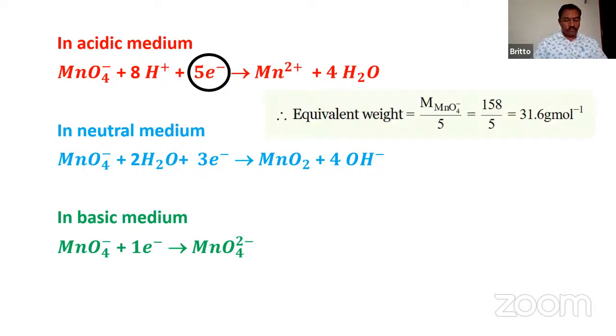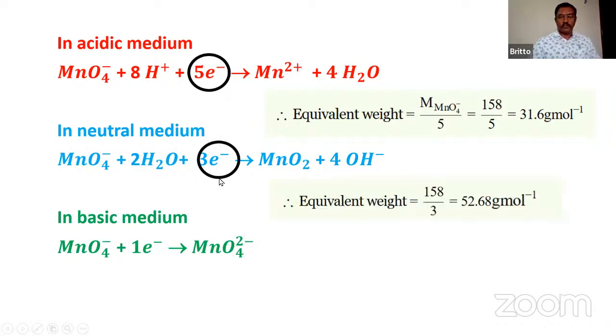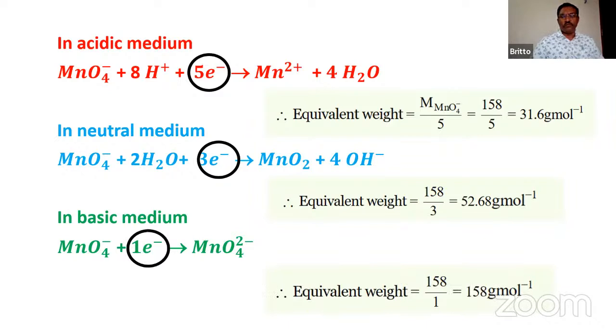Okay, so the equivalent weight of MnO4 minus: the molecular weight is 158, and you divide that number by how many electrons are involved in this reduction reaction. 5 electrons are involved, so divided by 5 you will get the equivalent weight. And then in neutral medium, 3 electrons are involved. So the equivalent weight in neutral medium is 158 divided by 3, 52.68 grams per mole. And then in basic medium, the equivalent weight is 158 by 1, it is 158 gram per mole.